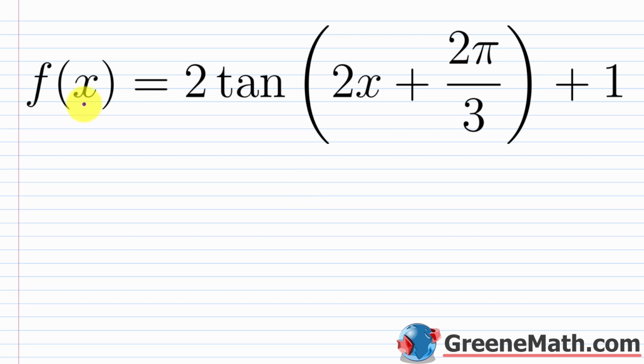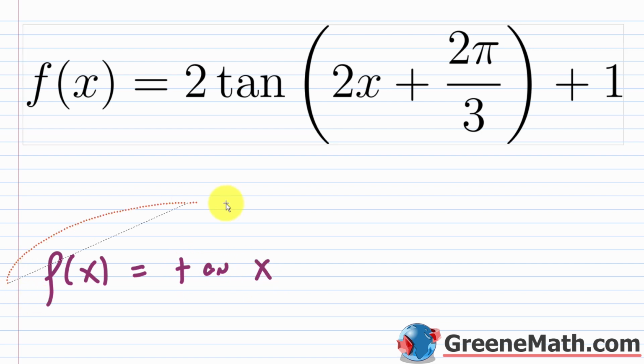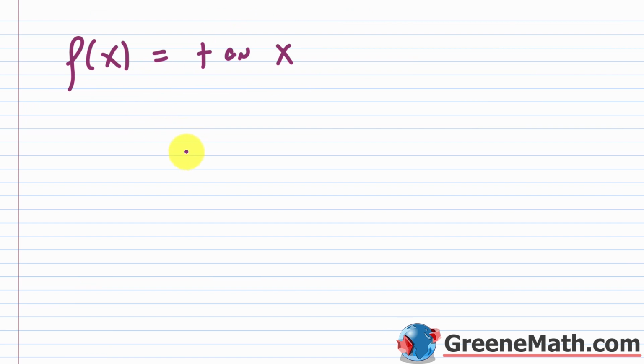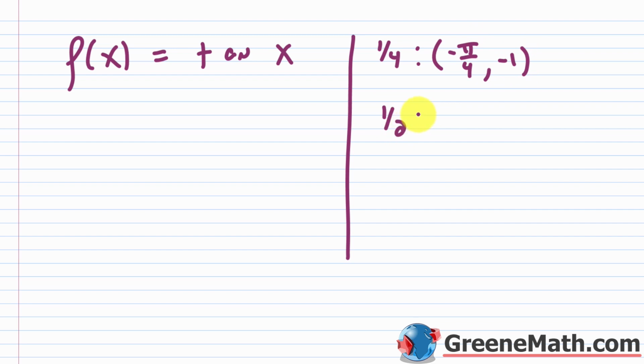So let's just look at f of x equals 2 tangent of 2x plus 2 pi over 3, and then plus 1, and compare it to your f of x equals tangent of x. With this one, let me grab this real quick and paste it in. You have your basic points, which we already know at this point. The first quarter is negative pi over 4, comma, -1. Your halfway is 0, 0. And your 3/4 is pi over 4, 1.